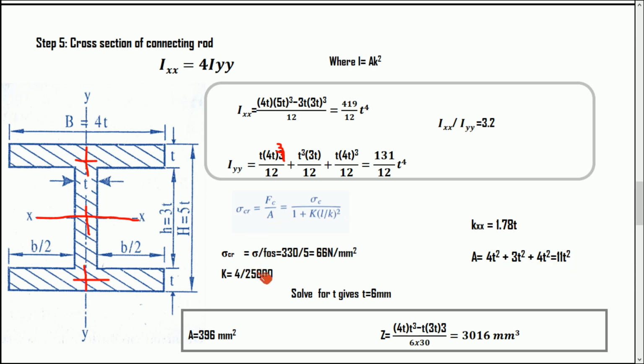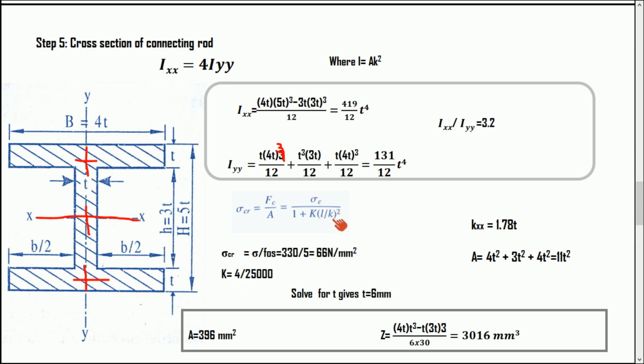Now this is the equation we are substituting. We have to substitute like 66 equal to sigma c. What is the value of sigma c? It is Fc divided by A. Fc is the net force divided by area. Area is nothing but 11t square. Equal to sigma c, which is 66, divided by 1 plus k. K is nothing but the Rankine constant. The value is 4 by 25,000.